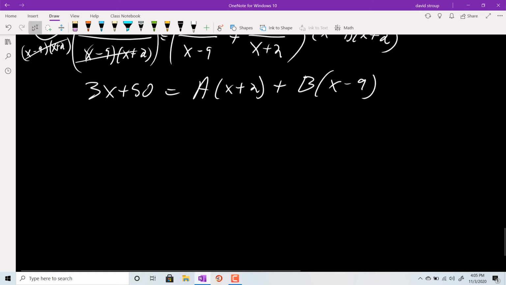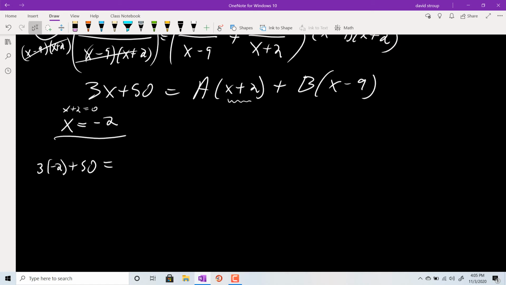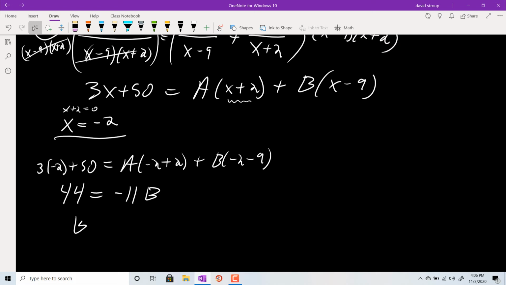You could do equating coefficients, but it's easier to do a substitution method. Okay, so we want to create a cancellation. So you kind of look at this thing and solve for x. Okay, so x plus 2, set it equal to 0. So x is negative 2. And then we plug negative 2 into the entire equation. So you're going to have 3 times negative 2 plus 50 equals a times negative 2 plus 2 plus b times negative 2 minus 9. So what do we get? Negative 6 plus 50 is 44. A times negative 2 plus 2, that's a times 0 is 0. And then negative 11b. So b looks like it's negative 4.